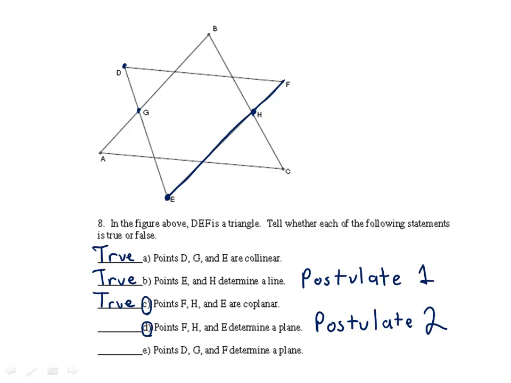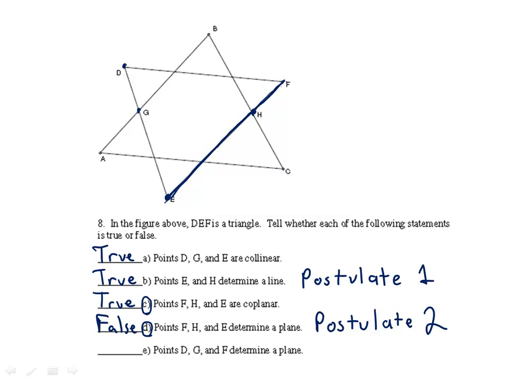Are these F, H, and E non-collinear? No, they are collinear. So while they are on a plane, in fact they're on many different planes, they don't determine a single plane, so that's false.